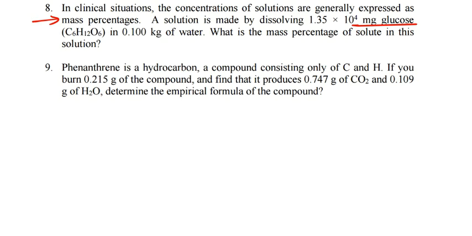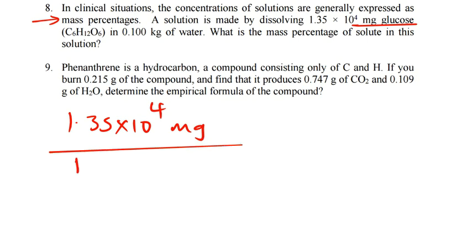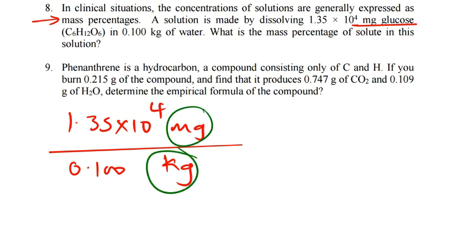So our solute is glucose, which is 1.35 × 10^4 milligrams, and then we've got our water, which is 0.100 kilograms. Feel free to pause the video and try to determine the mass percentage. The concept is very simple here. You have to ensure that each time you determine the mass percentage, the units are the same. So we can just convert each one to grams.